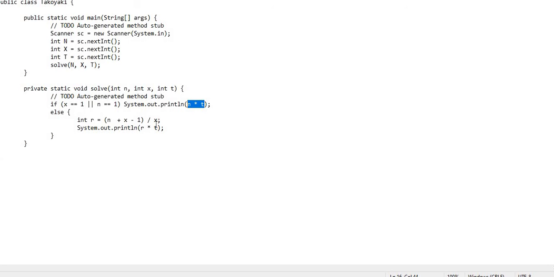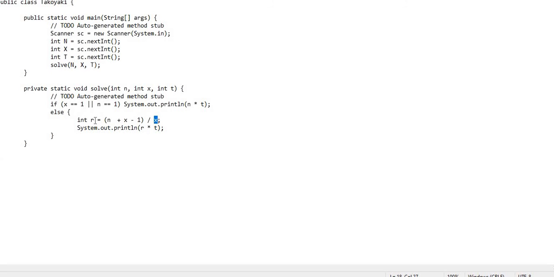If it is not the case, if X is not 1, then as I said we have to perform the N by X operation. But there is an integer overflow issue. First I tried with the N by X operation and it was failing some of the test cases, so I got to know there is an integer overflow problem. That's why I am adding this plus X minus 1 on the numerator side, and I am dividing by X as the denominator.